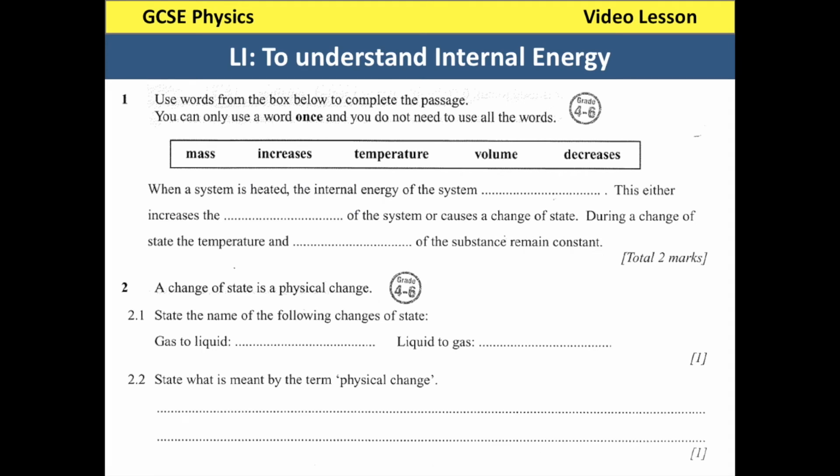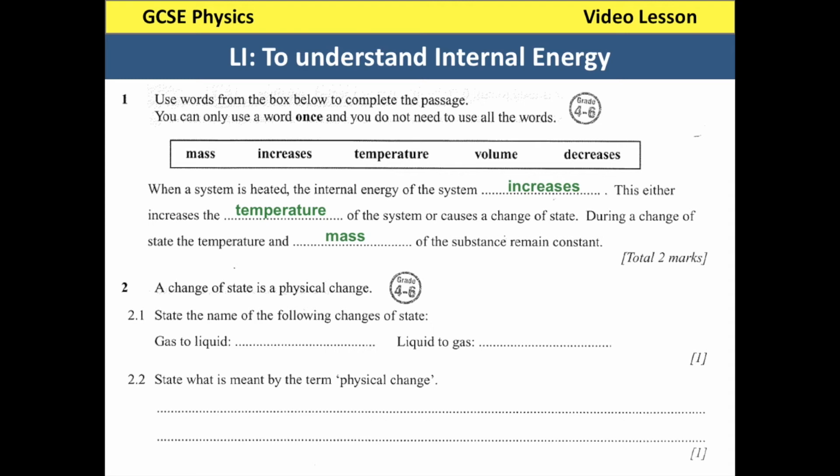Question 1. Use words from the box below to complete the passage. You can only use a word once and you do not need to use all of the words. So when a system is heated, the internal energy of the system is going to increase. This either increases the temperature of the system or it causes a change of state. During a change of state, the temperature and the mass of the substance remain constant.